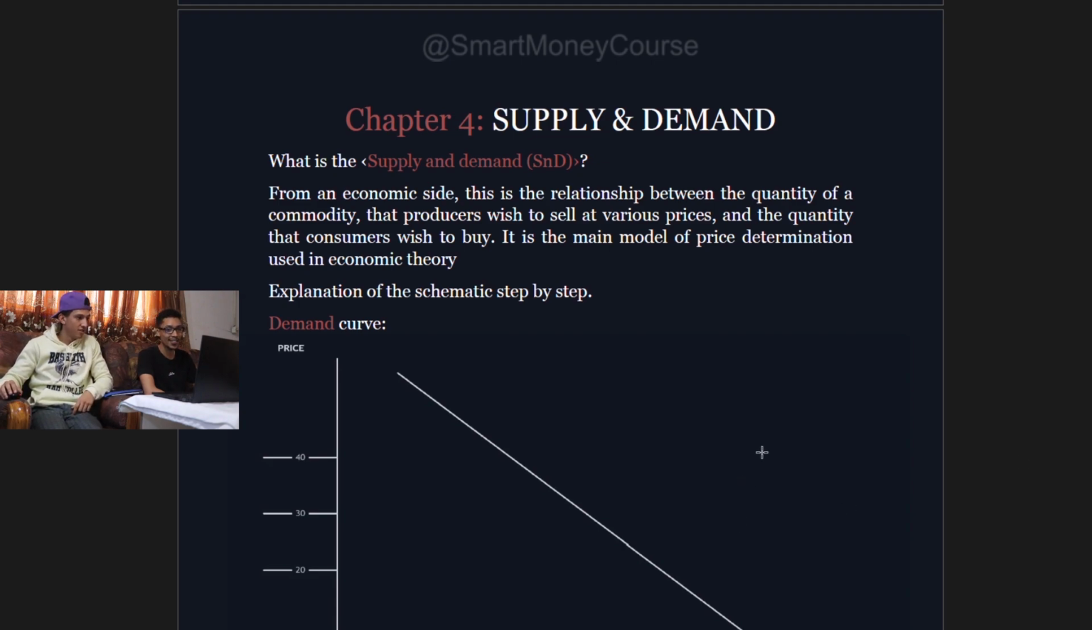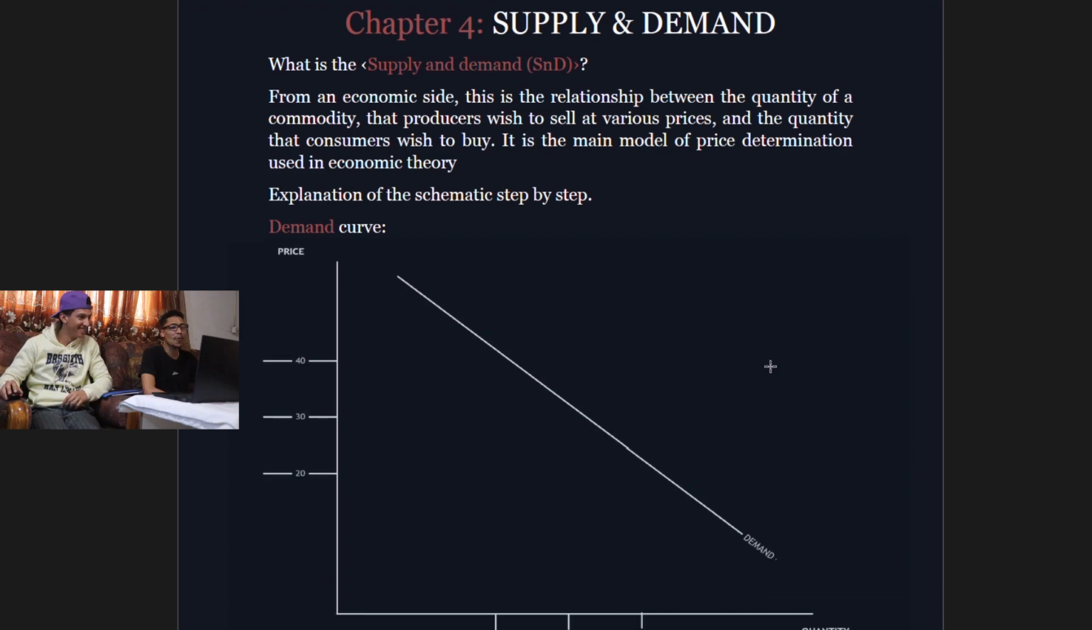Chapter 4. Supply and demand. What is supply and demand? From an economic side, this is the relationship between the quantity of a commodity that producers produce.